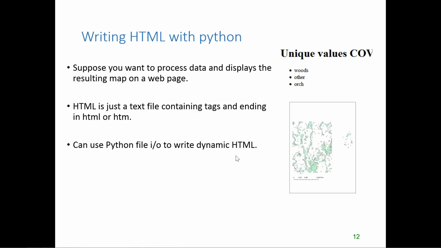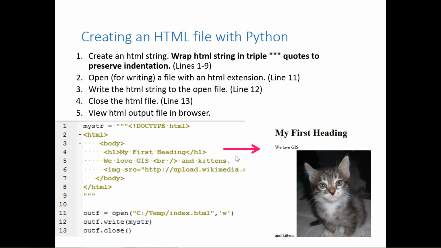Remember, HTML is just text, so we can use standard file input-output operations to deal with it. We can read it with Python and we can write it with Python. So we're focusing on writing it with Python now. So it would just be using the open command with the write mode tag. We'll look at a couple of examples and then we'll do another in-class exercise.